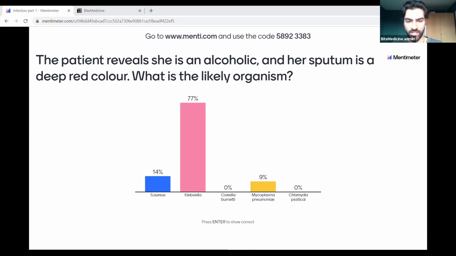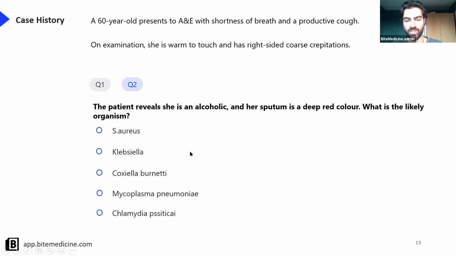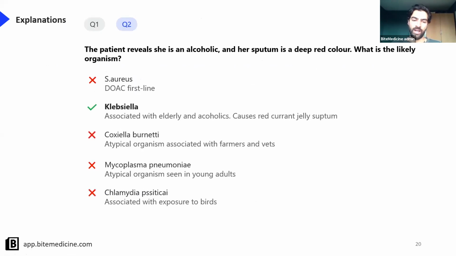Where else do we see red currant jelly in medical school exams? So you see it here for Klebsiella pneumonia. What is the other disease that it's associated with? Yes, good. Intussusception in young children or babies. They get red currant jelly stools, and that's intussusception. Red currant jelly sputum is Klebsiella pneumonia, and it's associated with elderly and alcoholic patients. It's a bacteria which is aspirated into the respiratory tract, and it's typically associated with red currant jelly sputum.